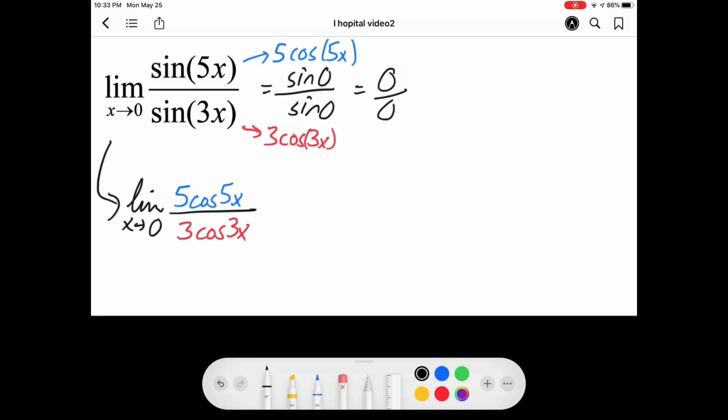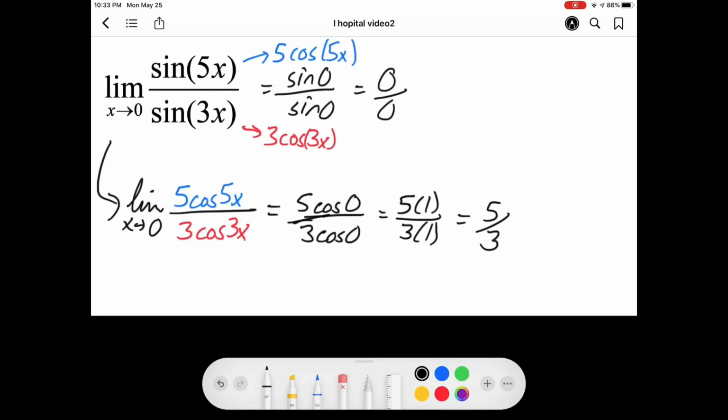Maybe this doesn't look a whole lot better, but let's try subbing in now. So we'd get 5 times the cosine of 5 times 0, which is just 0, over 3 cos 0. And the cosine of 0 is 1, so that gives us 5 times 1 over 3 times 1, or 5/3, which is the correct answer to the original question.